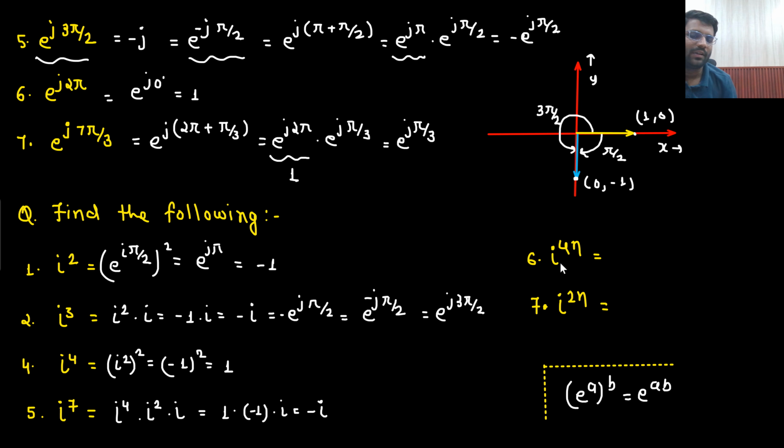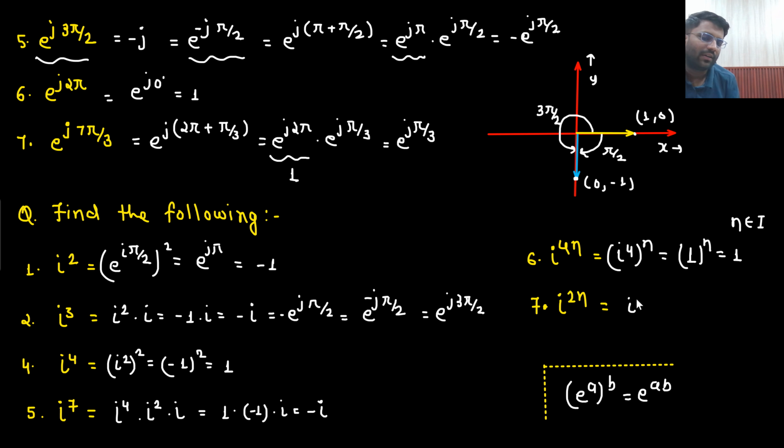Iota to the power 4n, that is nothing but iota to the power 4, to the power n. What is iota to the power 4? Iota to the power 4 is 1. 1 to the power n is nothing but 1 only. N is an integer, okay? N is an integer here. 1, 2, 3, 4, anything you put. When I am putting n, I am already telling that n is an integer.